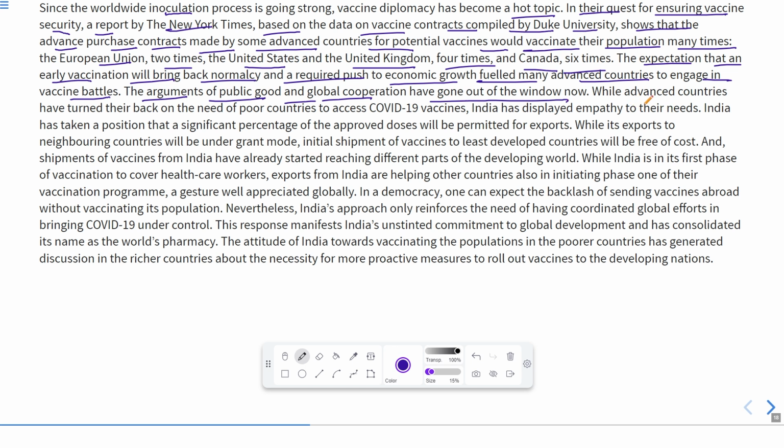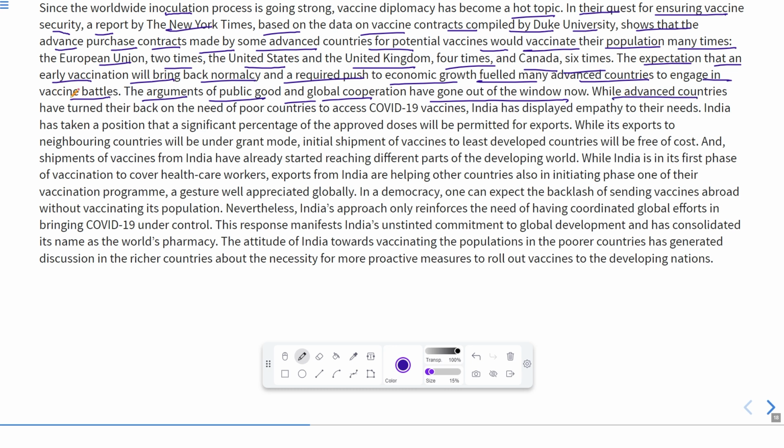The arguments of public good and global cooperation have gone out of the window now. It means whatever people were thinking and chit-chatting about, whether the vaccine will be made or not, that was not part of the matter. Now it had disappeared, because now that does not matter.